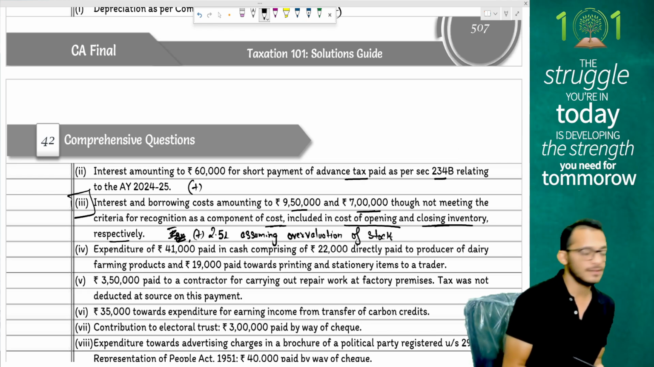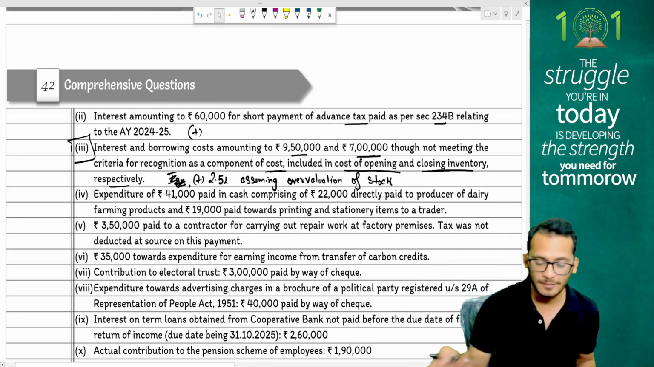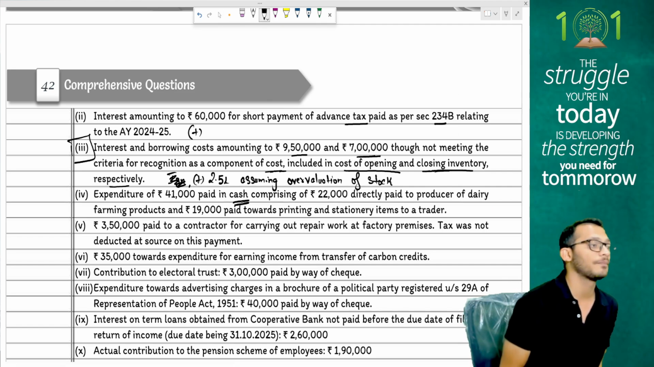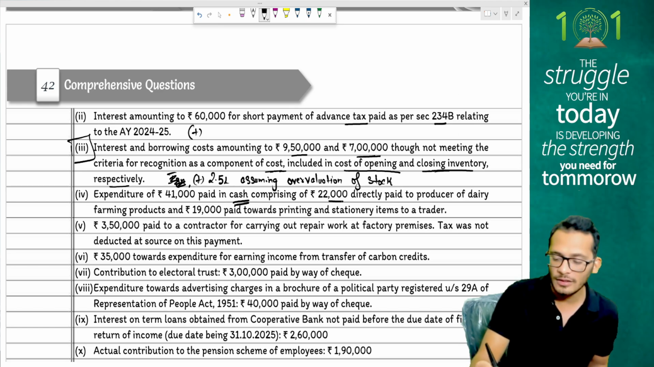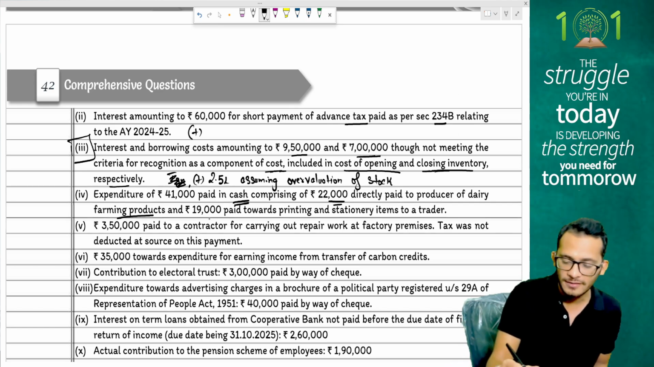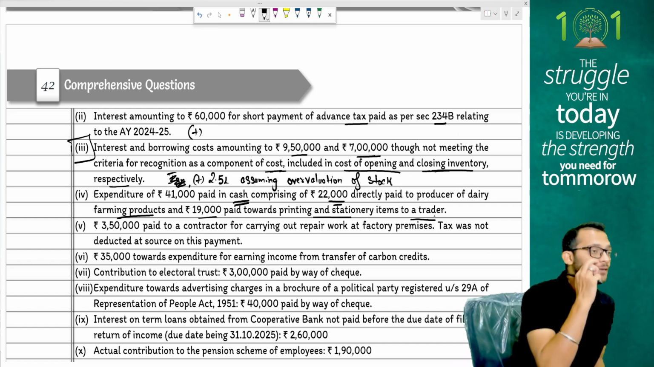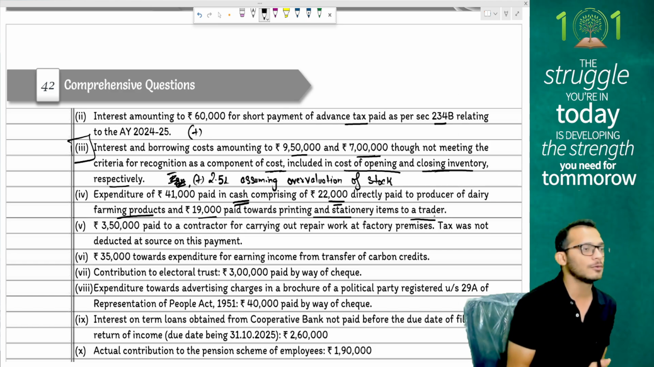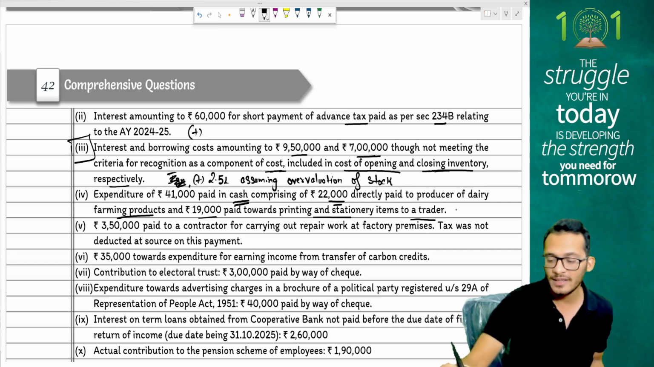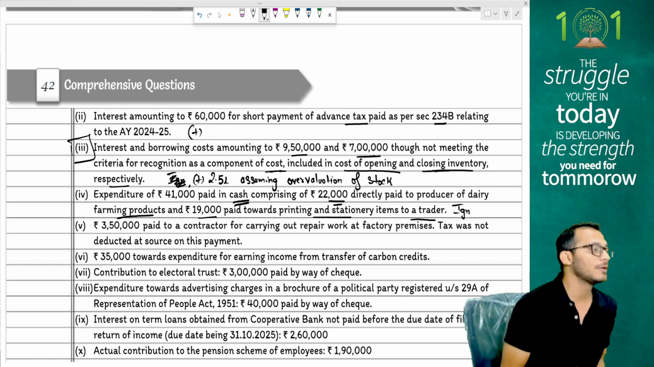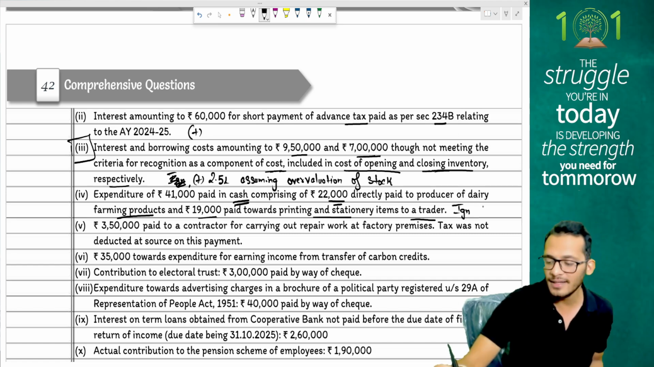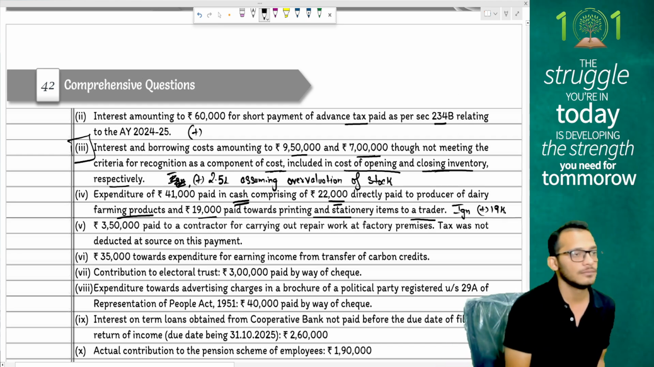Clear? Yes. Move forward. Expenditure of 41,000 is paid in cash. People, the moment I see the word cash, I am at 40A(3), comprising 22,000 which is directly paid to a producer of dairy farming products, and 19,000 paid towards printing and stationery items to a trader. People, I have paid a total of 41, but in that 41 I have paid to two different parties, 22 and 19. 22 made to farmers, 19 made to traders. Farmer becomes ignore. You can only do plus or ignore. So therefore this gets ignored, and the balance 19 gets added back or disallowed.